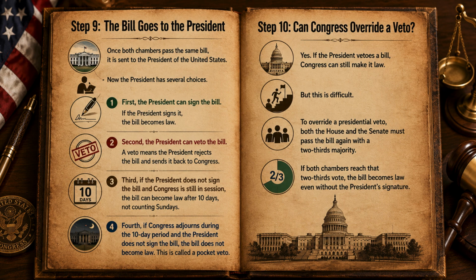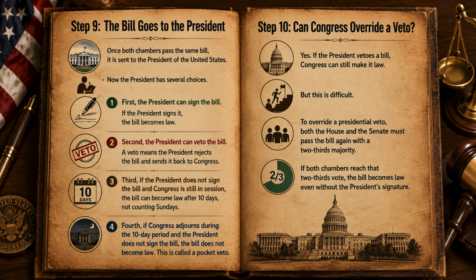Second, the President can veto the bill. A veto means the President rejects the bill and sends it back to Congress. Third, if the President does not sign the bill and Congress is still in session, the bill can become law after 10 days, not counting Sundays. Fourth, if Congress adjourns during that 10-day period and the President does not sign the bill, it does not become law. This is called a pocket veto.